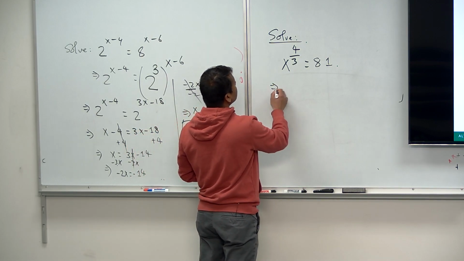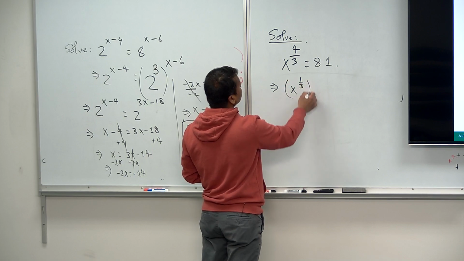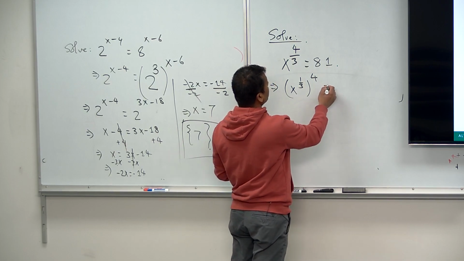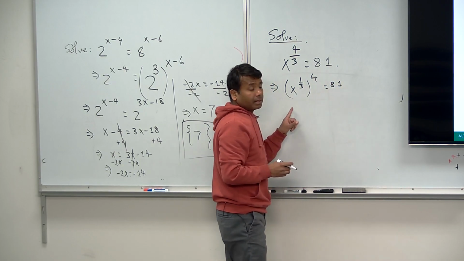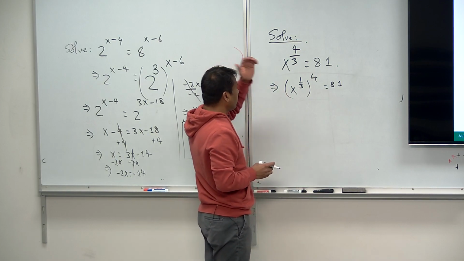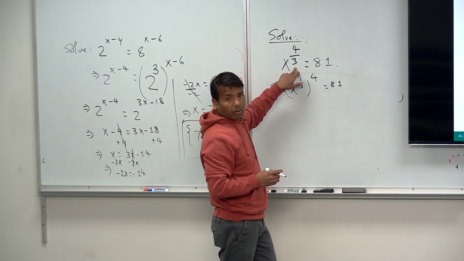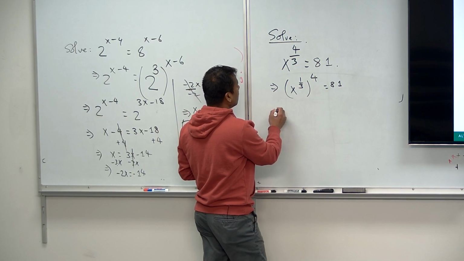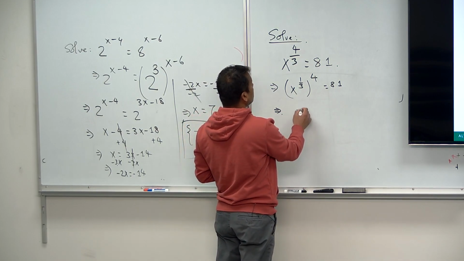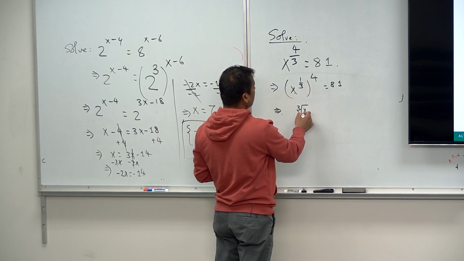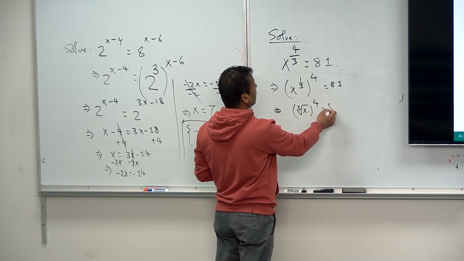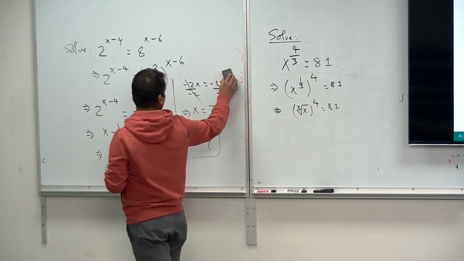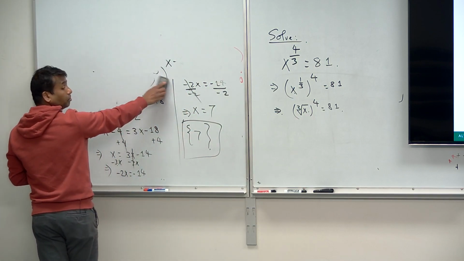Is that the same as this? This is the same as x to the power 1 over 3, raised to the power 4, equals 81. Same, right? Because x to the power 1 over 3 raised to the power 4, you multiply 4 and 1/3, you will get 4 over 3. So now this is the cube root of x, raised to the power 4, equals 81. Is that good? Does that make sense?